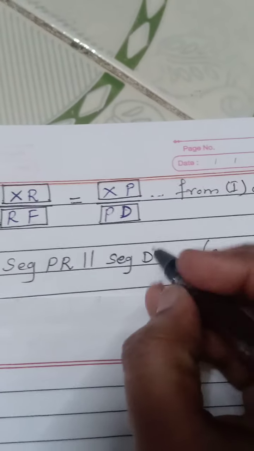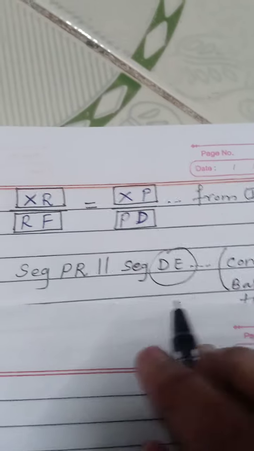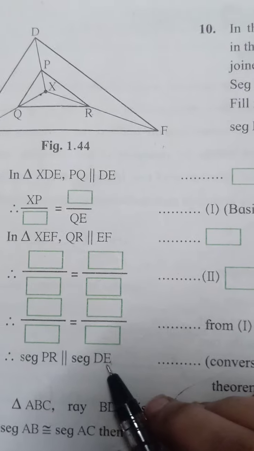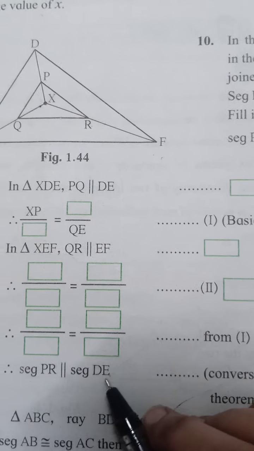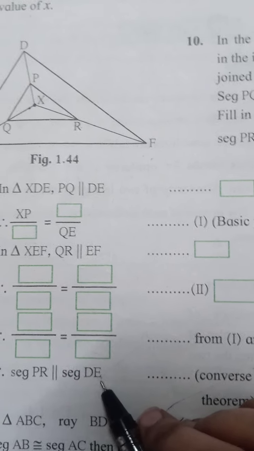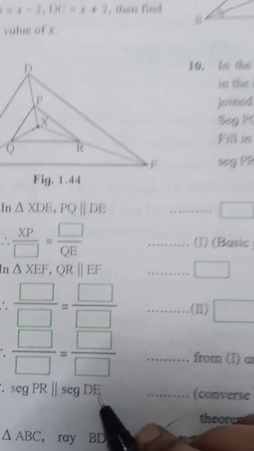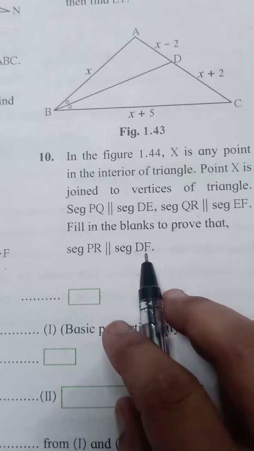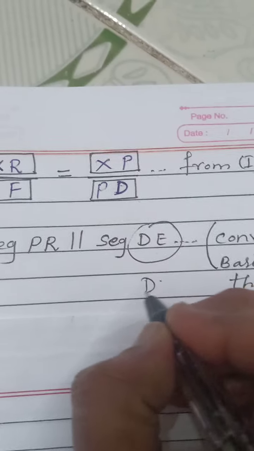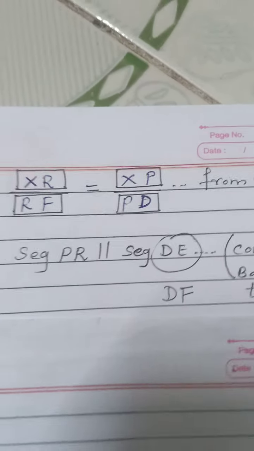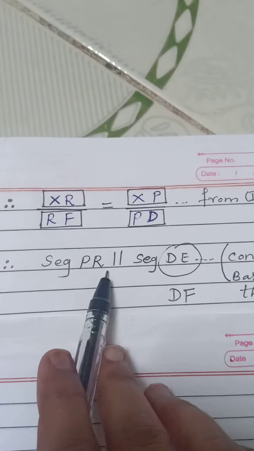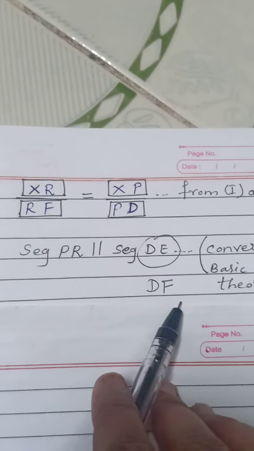It should be DF. Okay. But I have written here DE because in the textbook, see here, DE is written. So I am showing here that it is a mistake given in the textbook. In the place of this DE, DF should come, because here also it is asked DF. So this DE will not come. What we have to write here? We have to write here DF. Okay. So we will write segment PR will be parallel to segment DF.